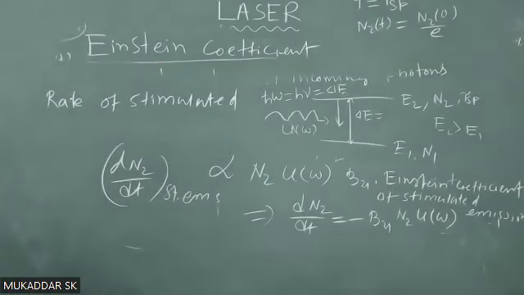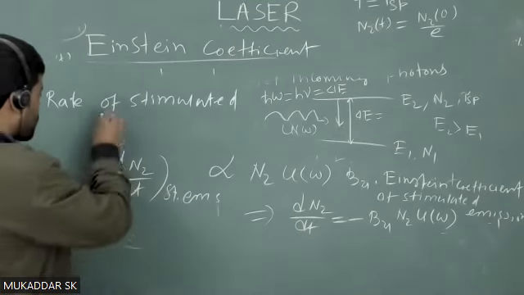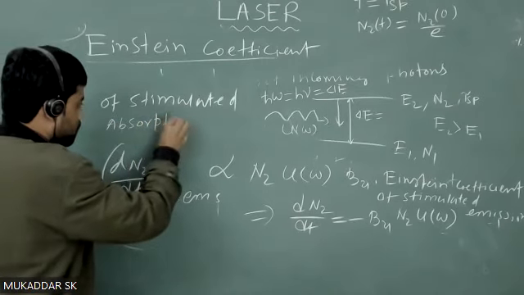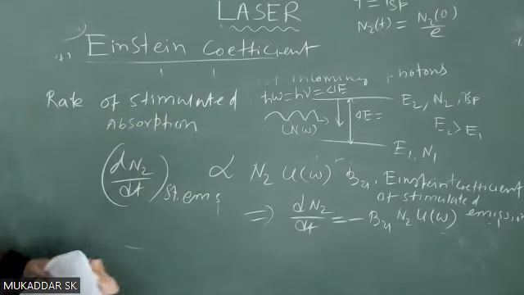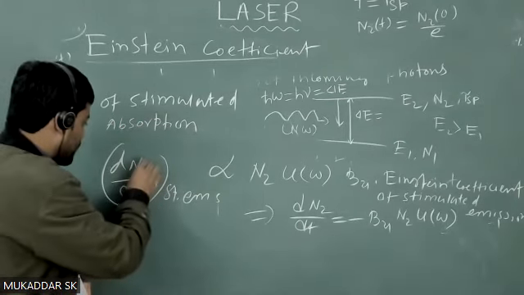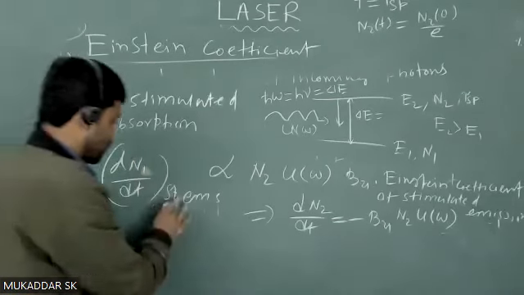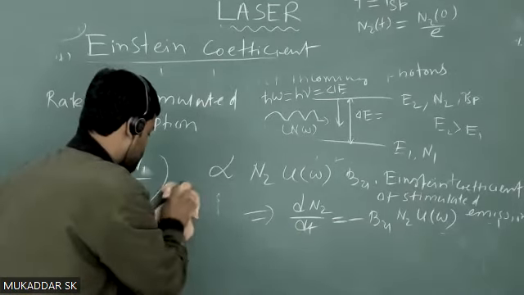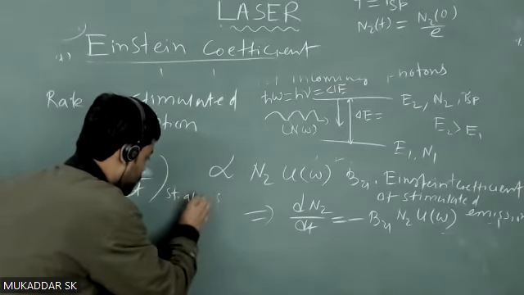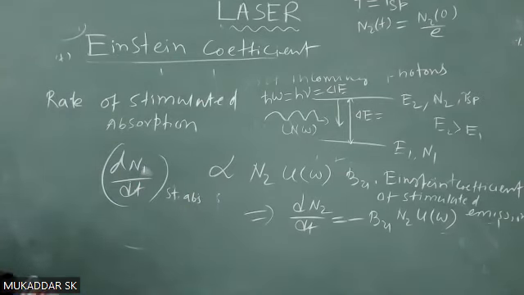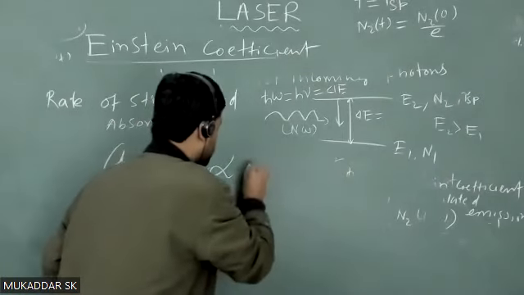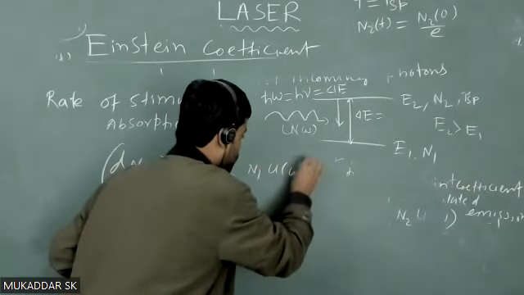Now, the next process, that is the rate of stimulated absorption. So for stimulated absorption, dN by dt stimulated absorption, what can I write here? And that will be proportional to what? N1. Exactly. It should be N1 U of omega.